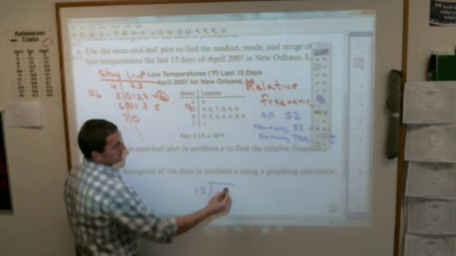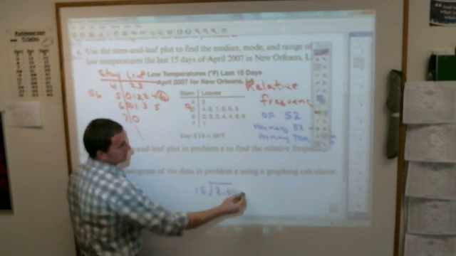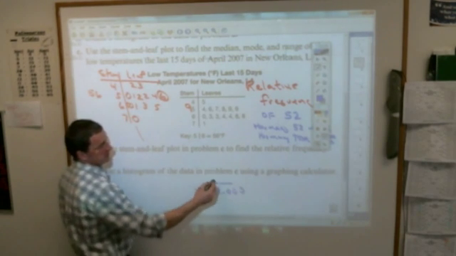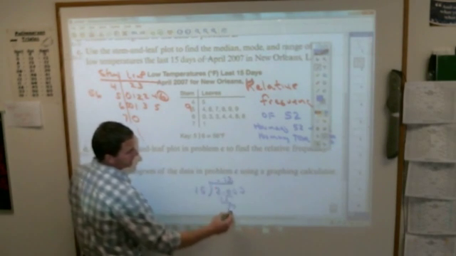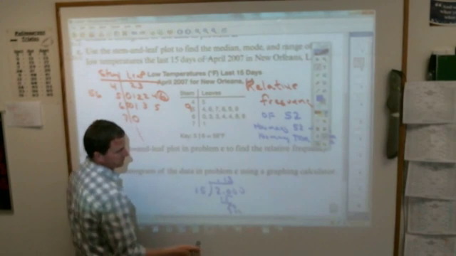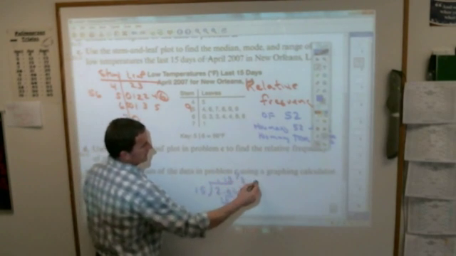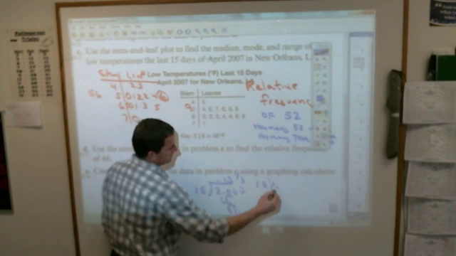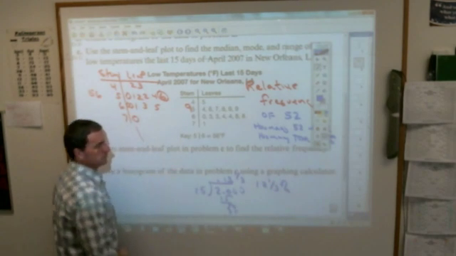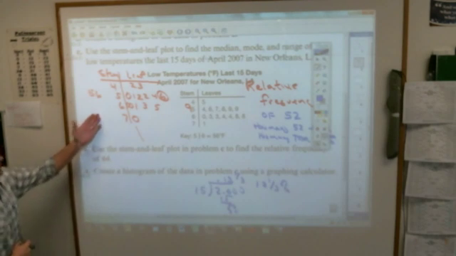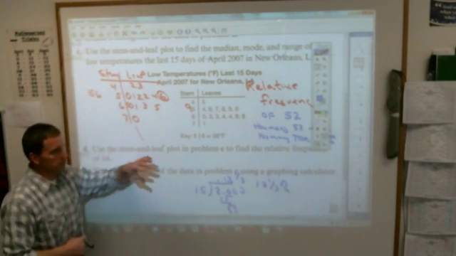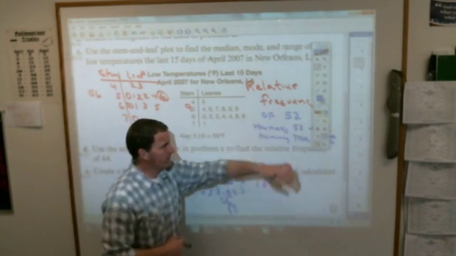Divide 15 into 2 and see what your decimal is and then change that to a percent. You keep getting 5s. It's 13 1/3%. That would be the relative frequency of 52. So if they ask you relative frequency, you just make a fraction of how many times it happens.